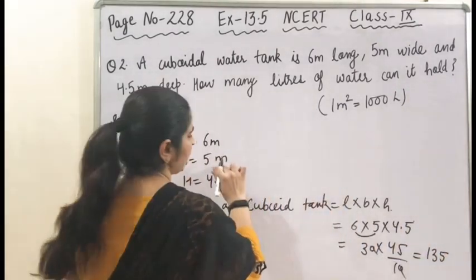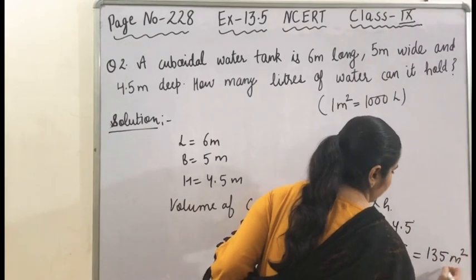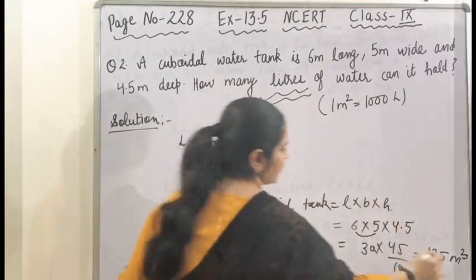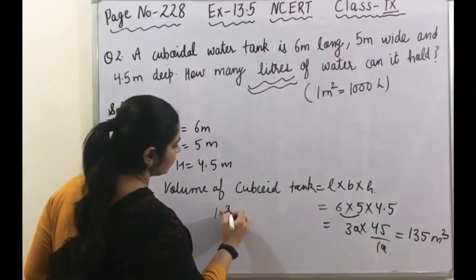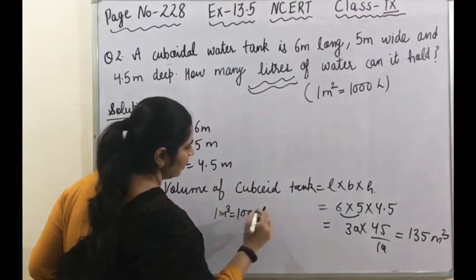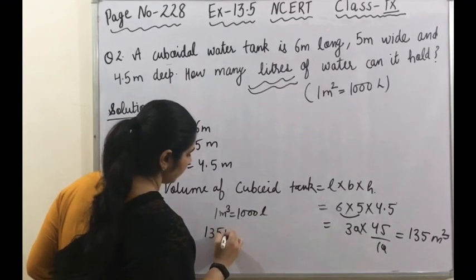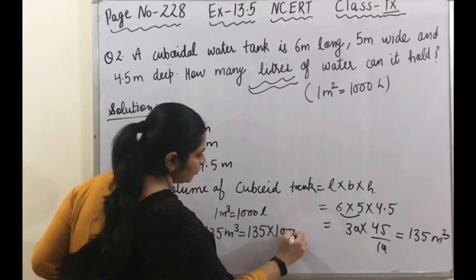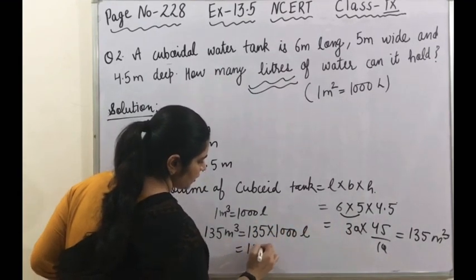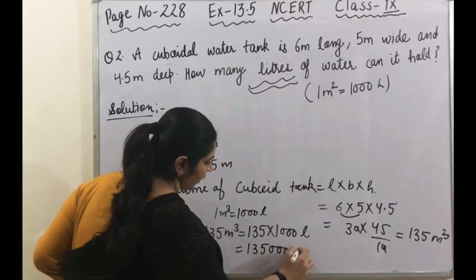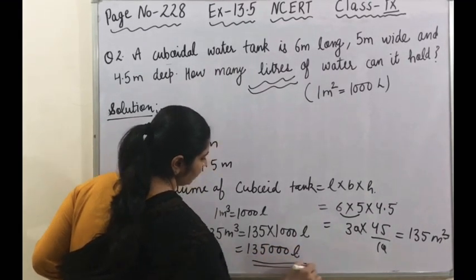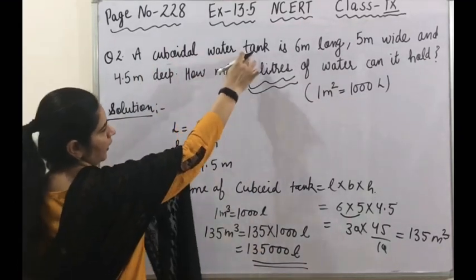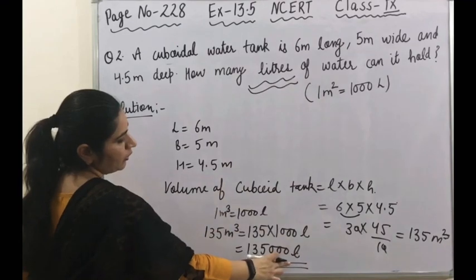Don't forget to write down the unit. Here it is meter cube, but the requirement is how many liters, so we'll convert this meter cube into liter. 1 meter cube is equal to 1000 liter, and here 135 meter cube is equal to 135 into 1000 liter, which is equal to 135,000 liter. And don't forget to write down the answer statement. Therefore, this cuboidal water tank can hold this much water.